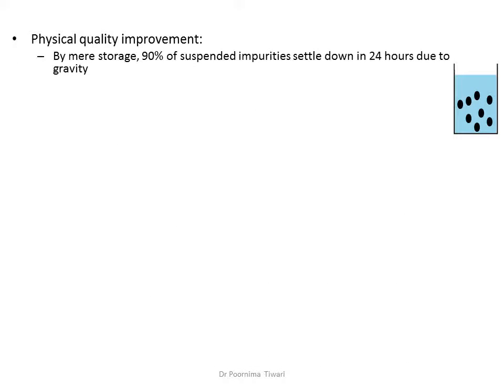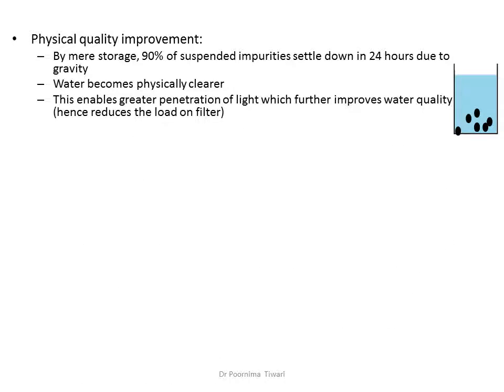Physical quality improvement occurs as by storing, 90% of the suspended impurities settle down in 24 hours due to gravity. Water becomes physically clearer due to this, and this enables greater penetration of light, which further improves water quality.